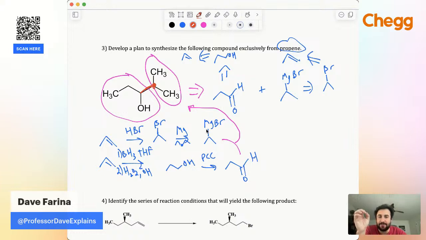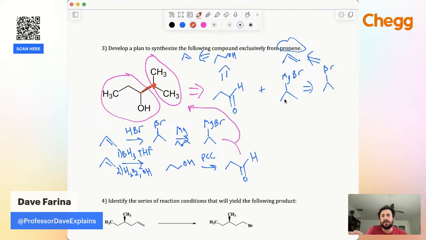Now we have these two fragments, which again, remember our first retrosynthetic arrow gave us these two, which was valid because these two together make that. So as soon as we get there in the forward direction, we react them and you get the product you want. So that's a great one.